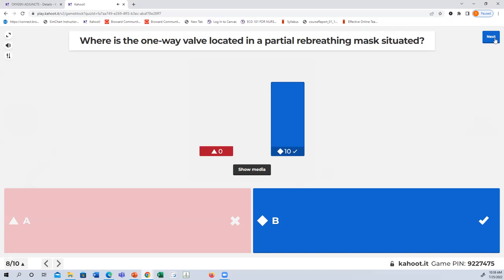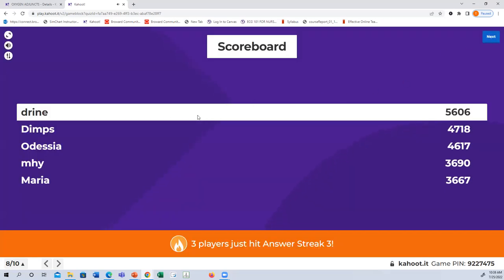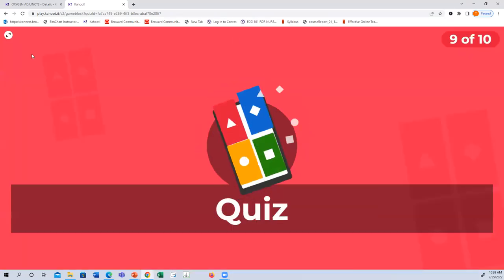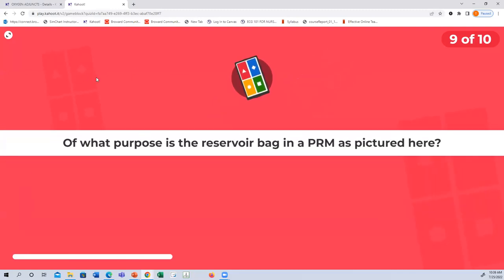Okay, very good. Everybody seemed to have gotten that. So let's see. Drine, Dimps, Odisha, Mai, Maria. Excellent. And the last one? Oh, second to the last one.